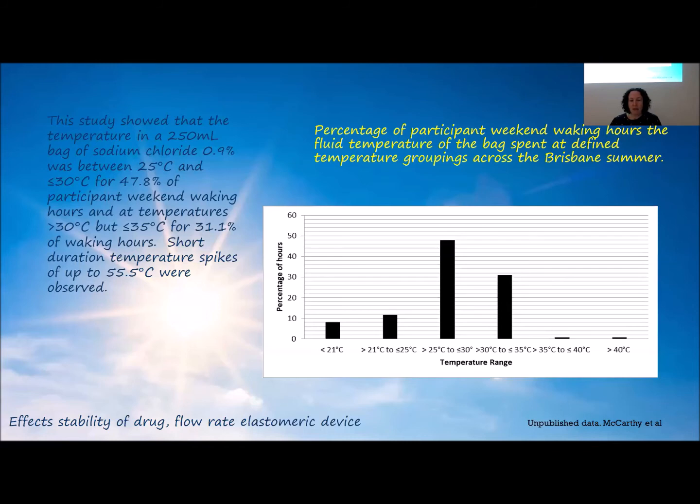And what we found was that during waking hours, 50% of the antibiotic bags had temperatures up to 30 degrees Celsius. For 30% of waking hours across the summer, it was between 30 and less than 35 degrees Celsius. And then we had these really high temperature spikes, which on questioning were really related to entering closed vehicles or closed buildings that had not been cooled previously.